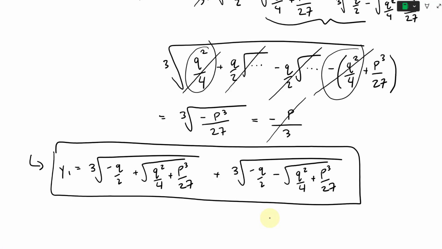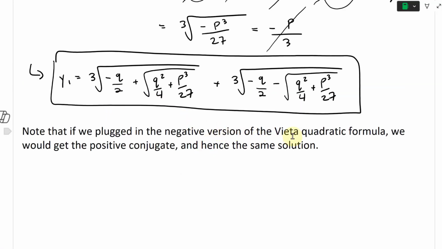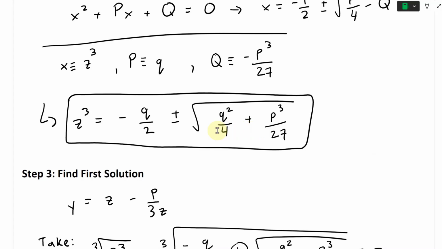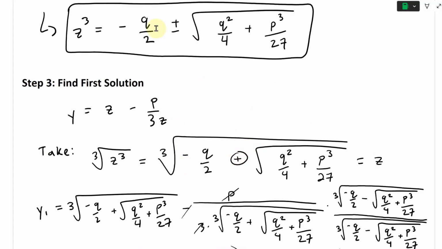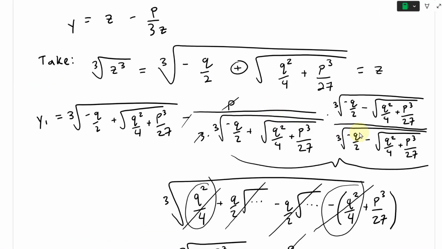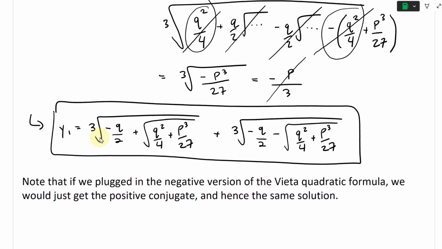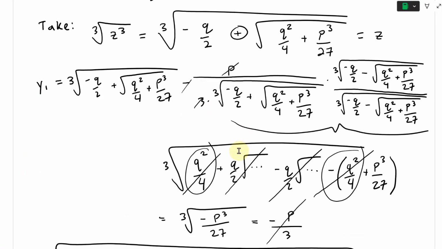Like this. All right, now that we have this first solution, again, note that if we plugged in the negative version of the Vieta quadratic formula, so if we go back above here, we plugged in the positive, but if we plug in the negative version of this one, then take the cube root and so on, did the whole thing, then we'll have to use the positive conjugate in this setup. Everything cancels, and we're going to get exactly the same thing. This will be a negative, this will be a plus. So in other words, this would be a negative, this would be a plus, and again interchangeable. So we would just get the positive conjugate, and hence the same solution. So this is the solution for y1, regardless of which one you take, plus or minus, you're going to get exactly the same thing there.